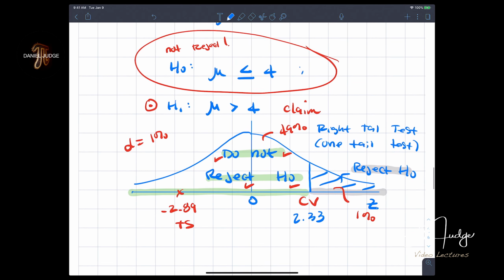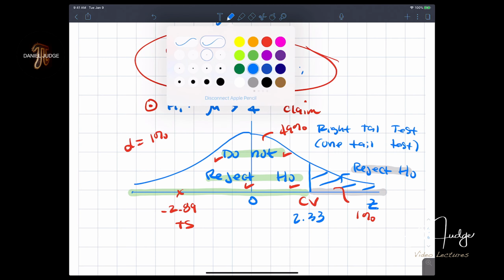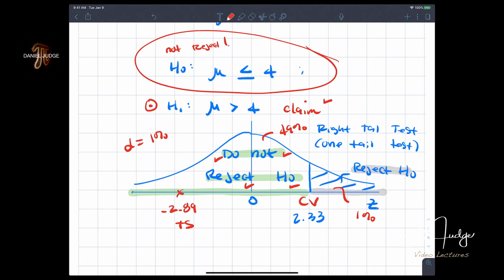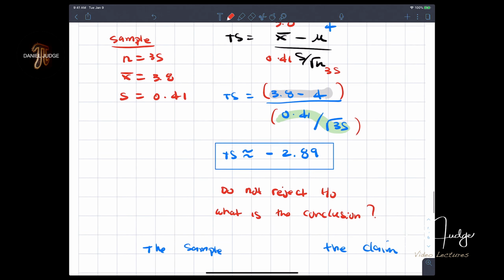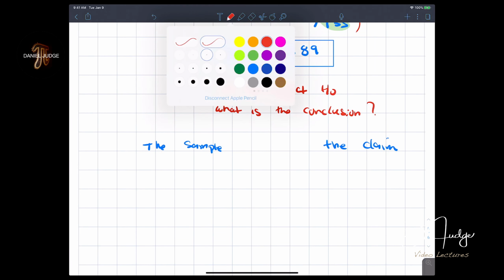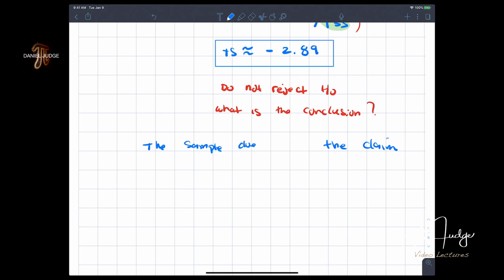Oh, notice what we accepted. We accepted that mu is less than or equal to 4. That is not the claim. Oh, no. This means the sample does not support the claim.